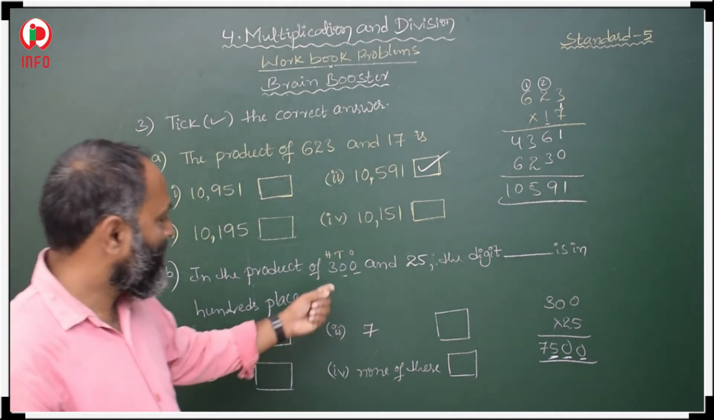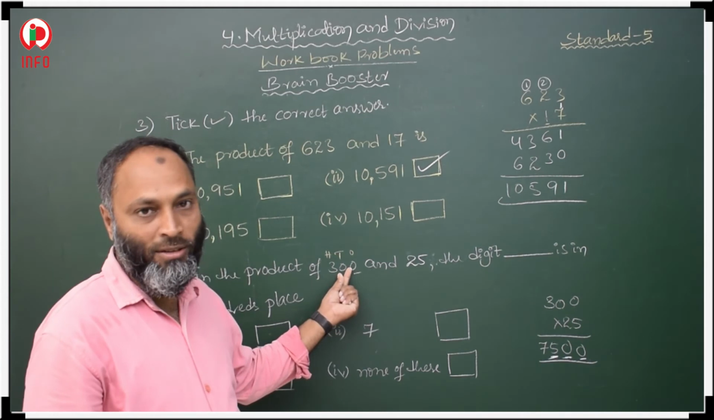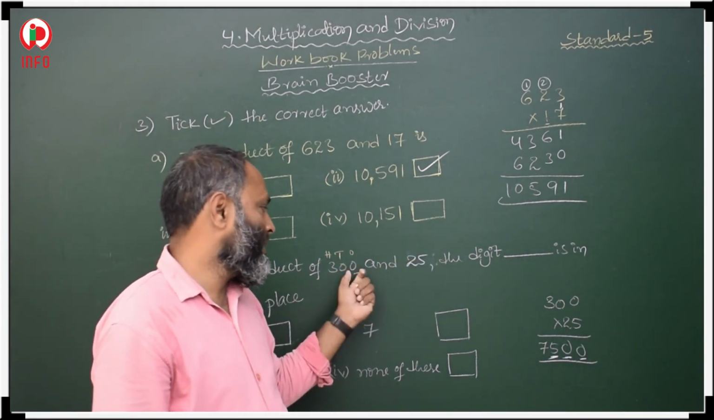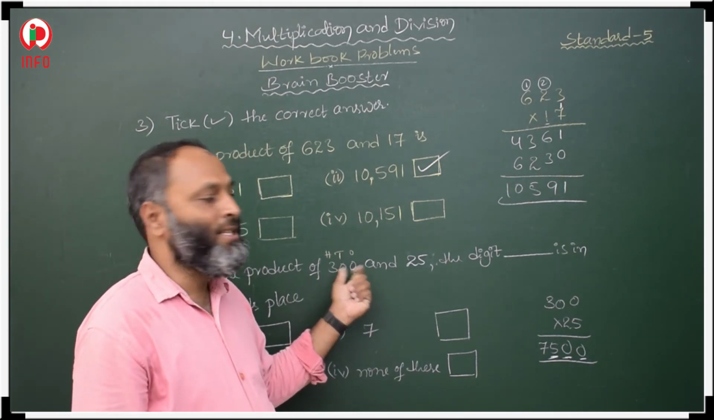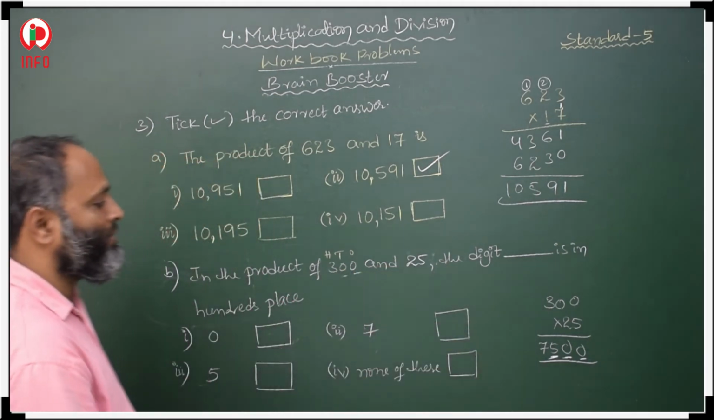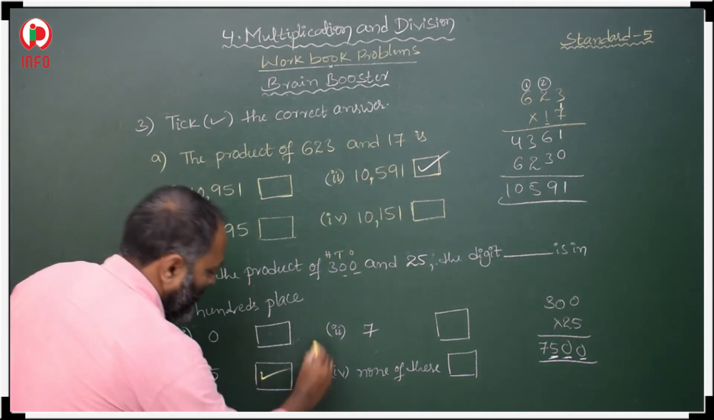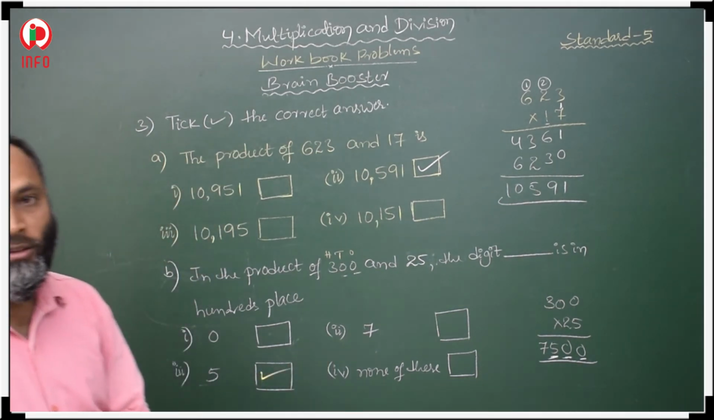So 5 is our answer, not 0, because 0 is in the tens place, not in the hundreds place. If he asks the tens place, then that is 0. Here he is asking the hundreds place, so in the hundreds place we have 5. So 5 is our correct answer. Okay.